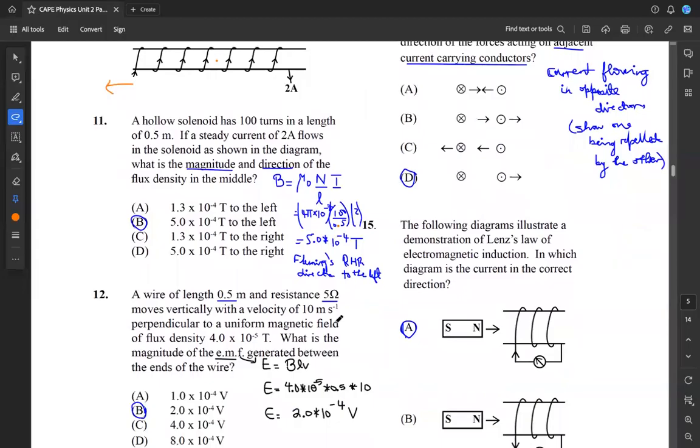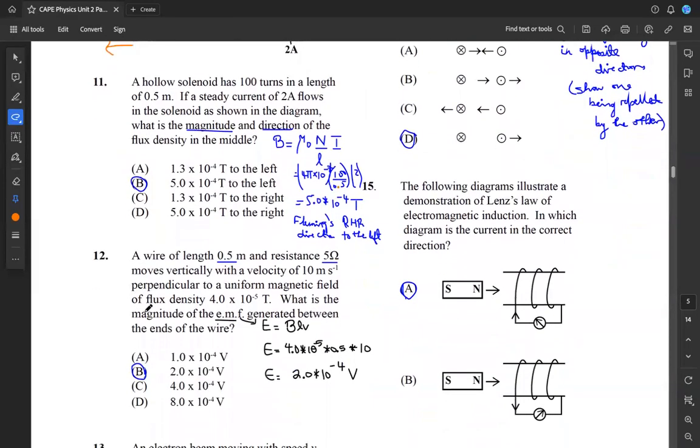So moving down to 12. For question 12, a wire of length 0.5 meters and resistance 5 ohms moves vertically with a velocity of 10 meters per second, perpendicular to a uniform magnetic field of flux density 4.0 times 10 to the negative 5 Tesla. What is the magnitude of the EMF? So we need to find the EMF that's generated between the ends of the wire.